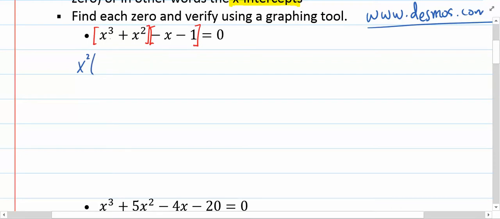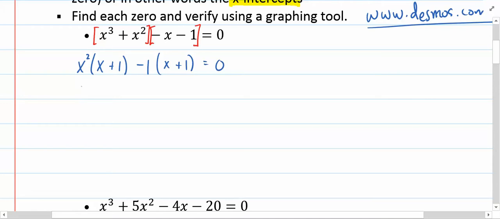In this first set, I see that x squared is common between x cubed and x squared, so I'll factor that out, and that leaves me with an x plus 1. Next, in the second group, I have a -1 that's common to both negative x and -1. So when I factor that out, I'm left with x plus 1. Our sign here changes because we divided by a -1. And that equation is equal to 0.